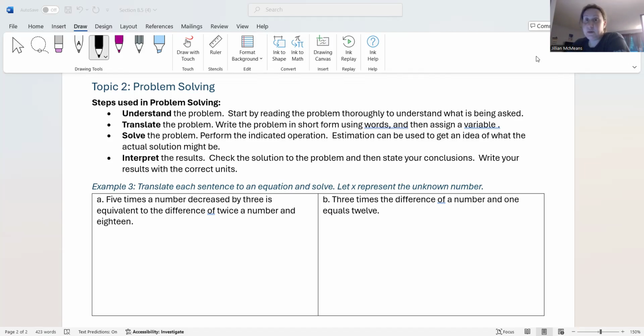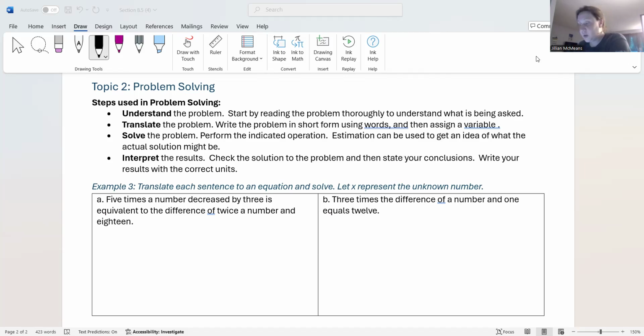Estimations can sometimes be used to get an idea of what the actual solution might be. Sometimes if you think about it, you can say, okay, the answer should be somewhere in this ballpark. And so once you solve, you can see if you're in the right area or not. And then finally, interpret the results. This is something you have to be really mindful of. Once you solve the equation, you're not necessarily done. You have to relate everything back to the word problem, and then sometimes you have to do some extra work to find other additional values.